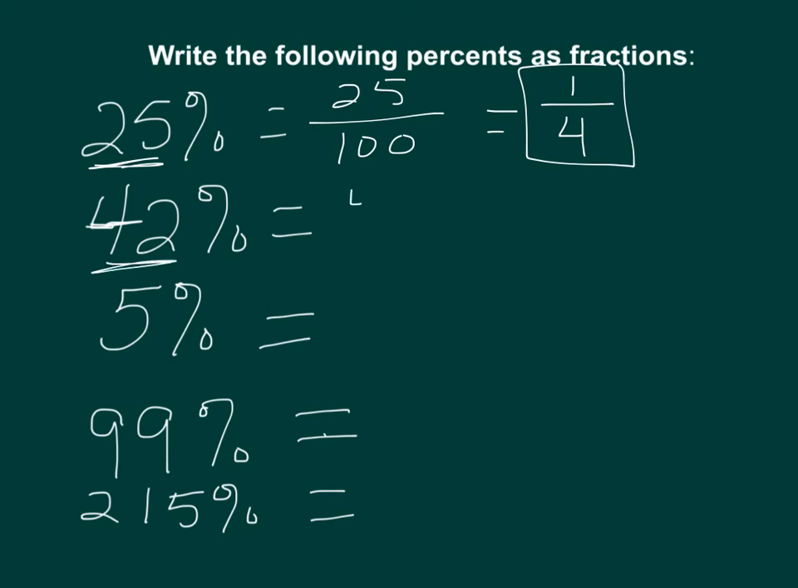Second example, take 42, place it over 100 because that's the total number of equal percents in one whole.